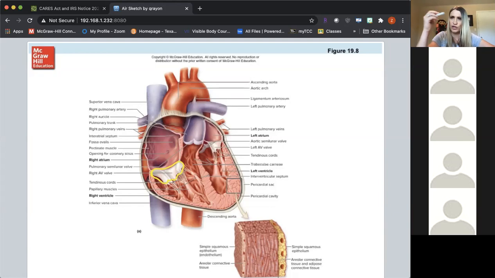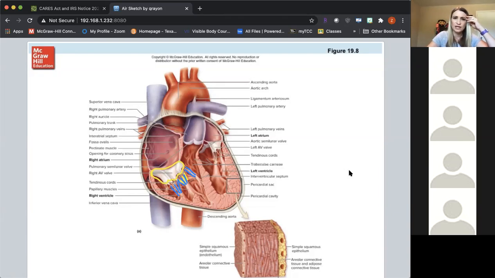But you see those strings that are coming off of the valve. Those are called chordae tendineae. Chordae for cords, so remember that, and it should help you remember chordae tendineae. I think somewhere it might also call them tendinous cords or something like that. Okay, it just appeared. So you have those blue lines, those are chordae tendineae or tendinous cords, same thing.